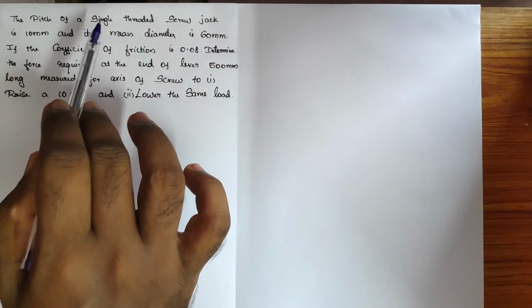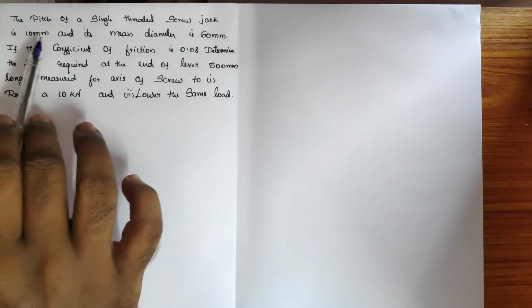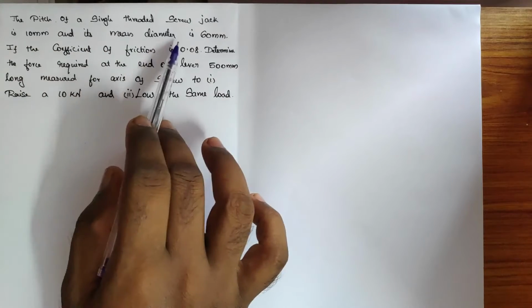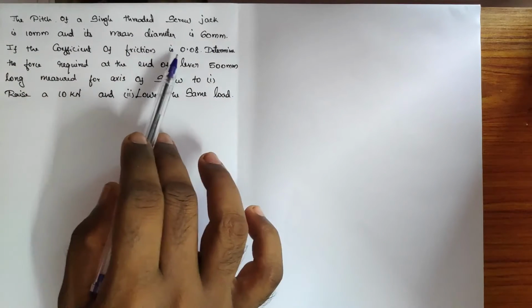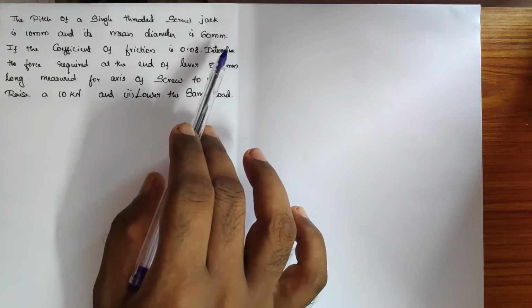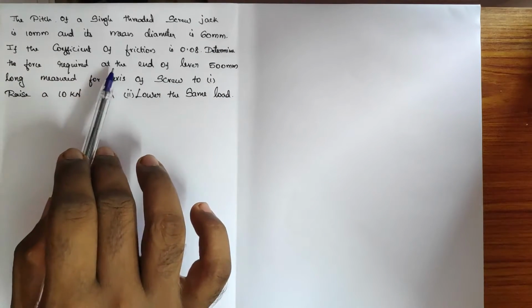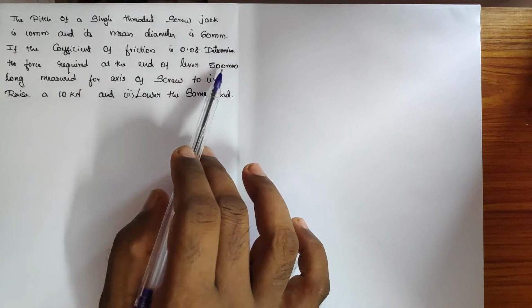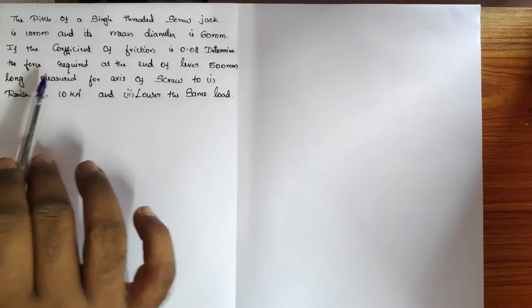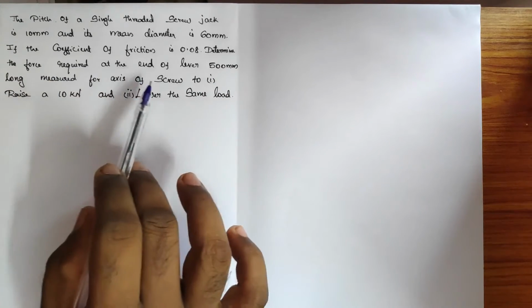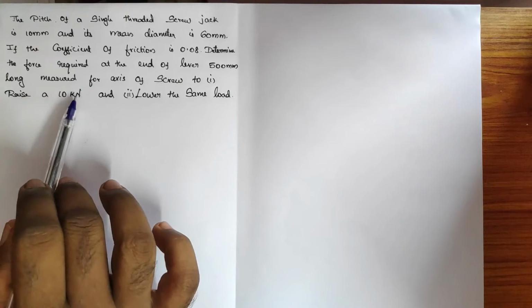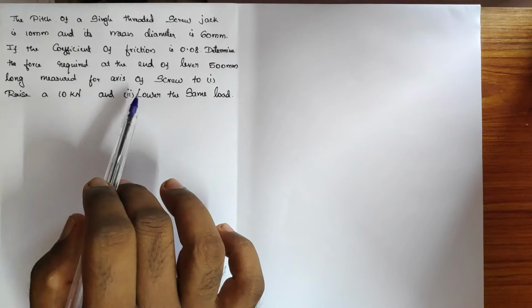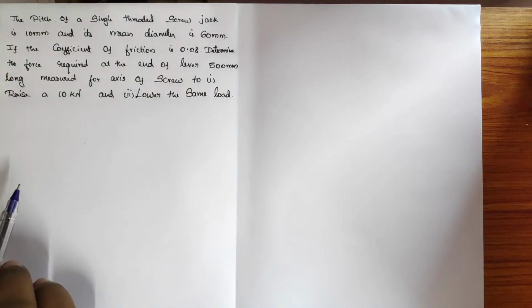The pitch of a single threaded screw jack is 10 mm and its mean diameter is 60 mm. If the coefficient of friction is 0.08, determine the force required at the end of the lever 500 mm long, measured from the axis of the screw, to first raise a 10 kilonewton load and then lower the same load.